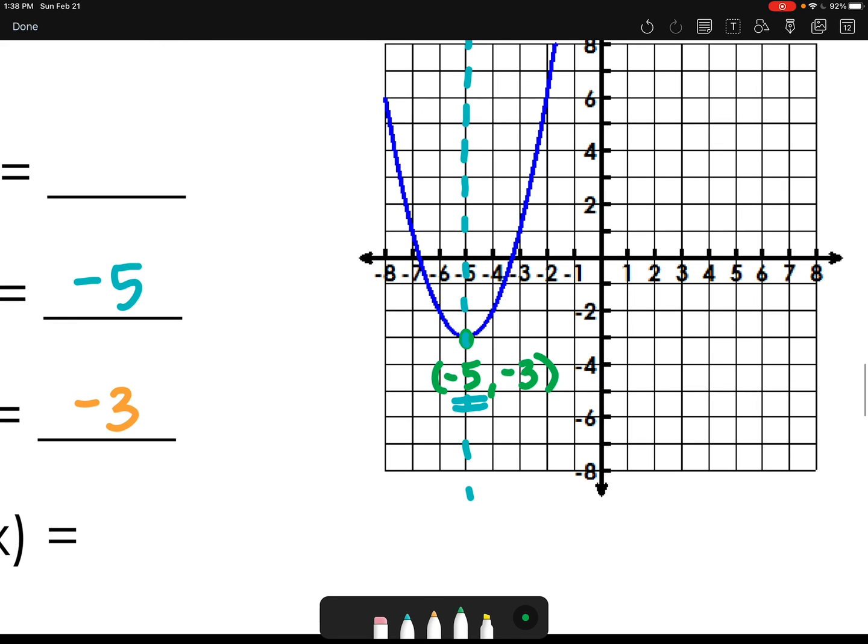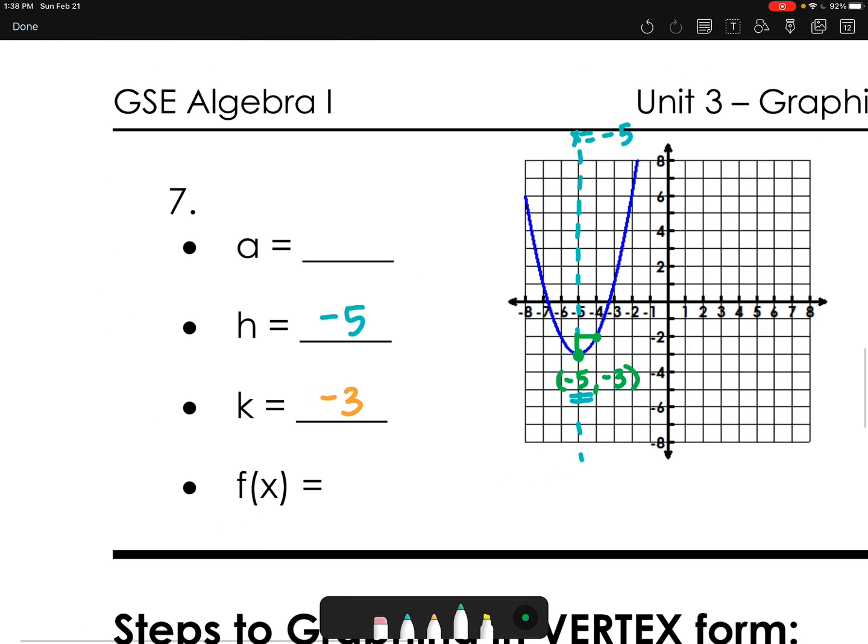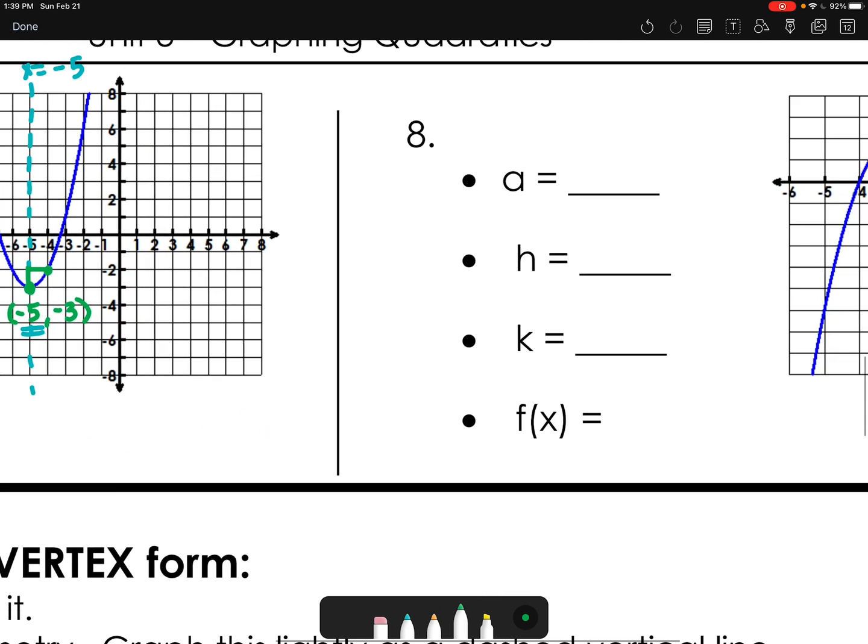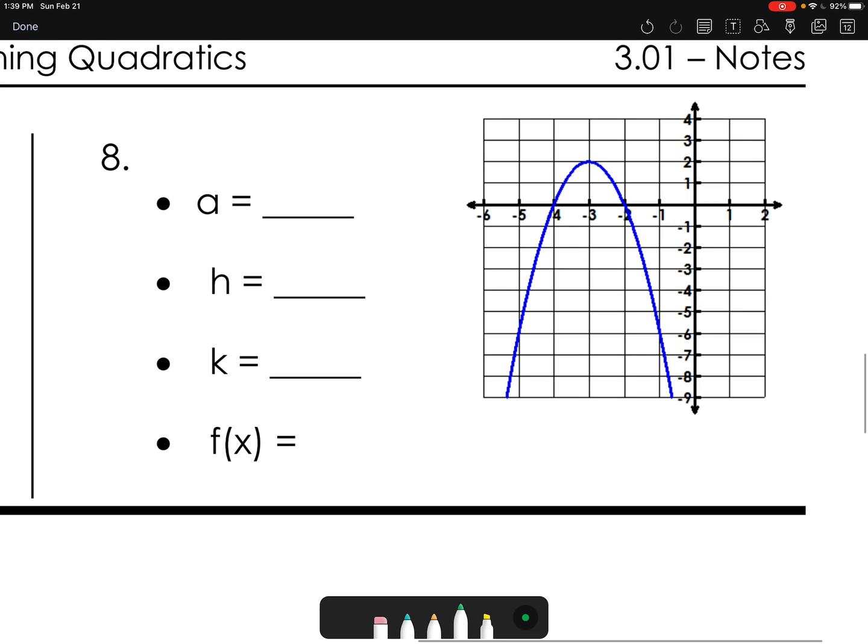And so we're facing up, and so it's going to be a positive value. And so we're starting at our vertex, and our next pretty point is right there. And so we're going up 1 to the right 1, and so that means that my a value is 1 right here. Try to write this equation on your own. You will end up with x plus 5 squared minus 3. Remember, opposite. Whatever you have as h, what you end up with inside your parentheses with x is going to be the opposite sign. Okay, let's look at number 8.